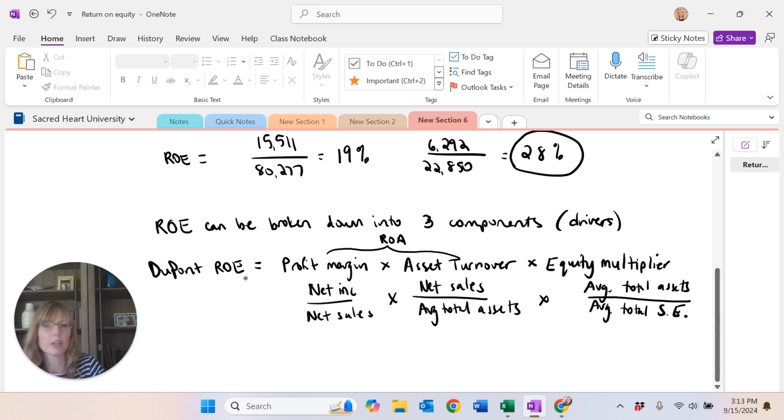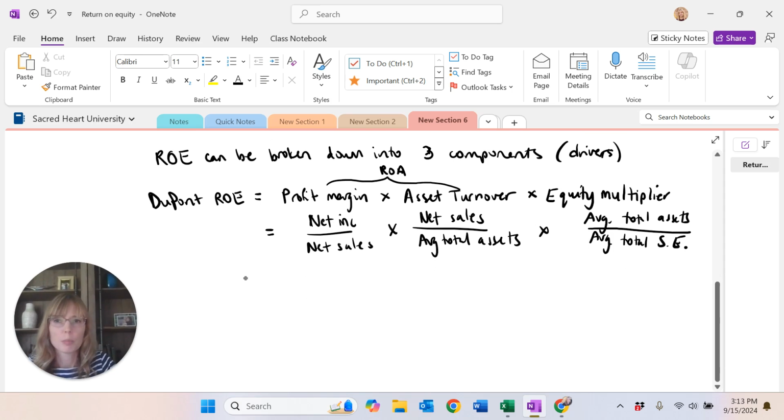And when we multiply this by the equity multiplier, we'll get back to our ROE. We can see that's why this works. If we cancel out this sales and this sales, and we cancel out our average total assets and our average total assets, we get net income divided by average total stockholders' equity. But before we continue, let's take a look at this equity multiplier.